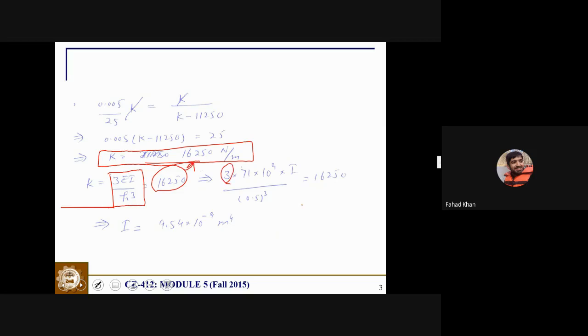This 3 comes from the formula. This is the modulus of elasticity. The moment of inertia needs to be determined, and this is our height. So the moment of inertia comes out to be 9.54 times 10 to the power minus 9 meter to the power 4. In our last step, we need to find the value of the diameter. So the moment of inertia will be equal to pi d to the power 4 by 64. By this method, we will get the value of d, and this is going to be the diameter of the pole itself.